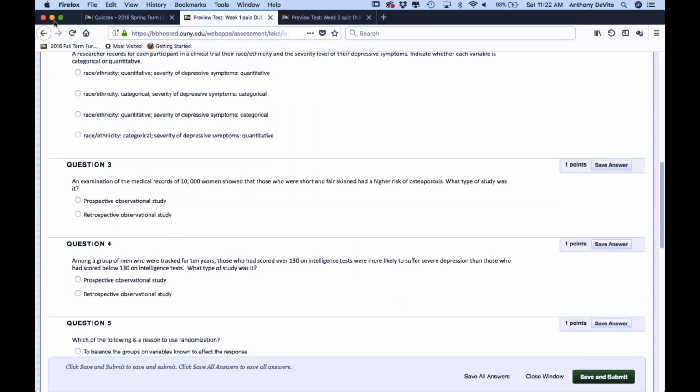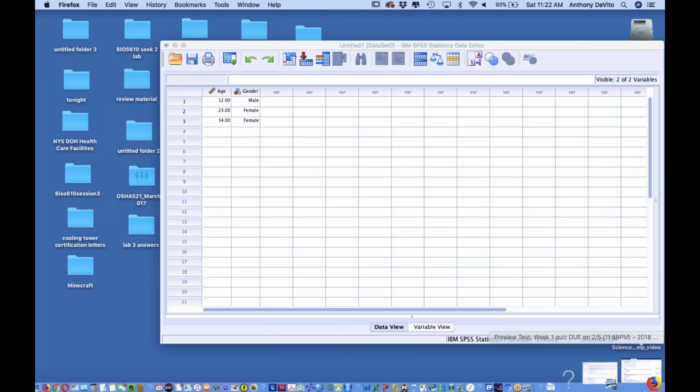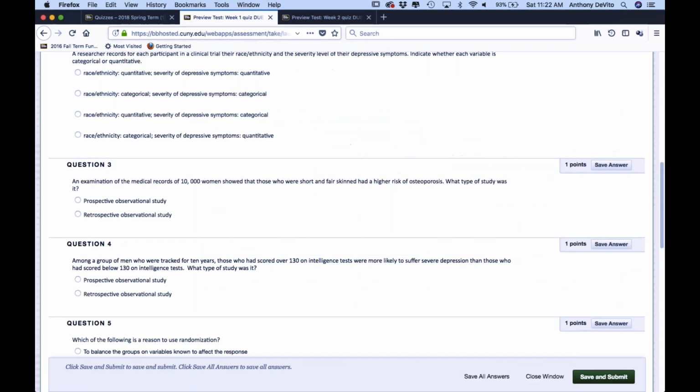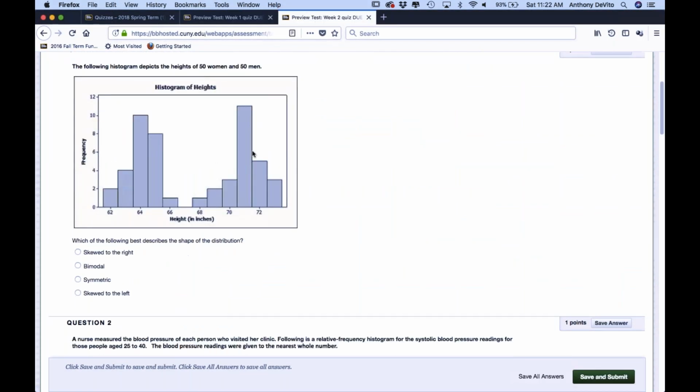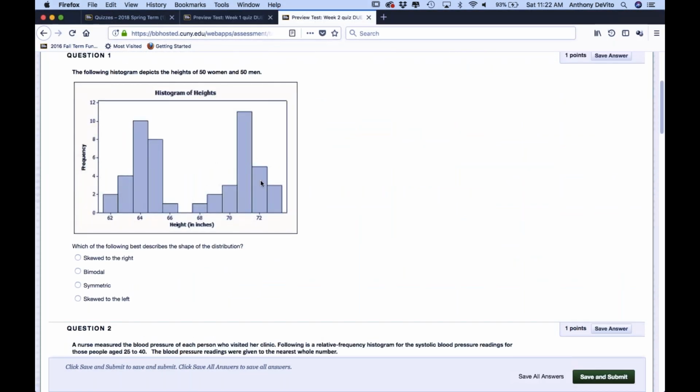Okay, so let me get back to the other part. I hope that helped, going back over that for a moment. Oops, let me go back here. Okay, so we're back at this. Now, this is where we got into the second week, when we got into displaying data graphically and descriptive statistics. We got into the beginning of what we're going to be working with this semester.